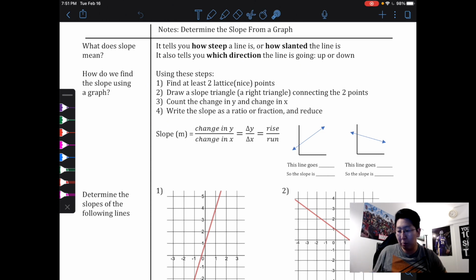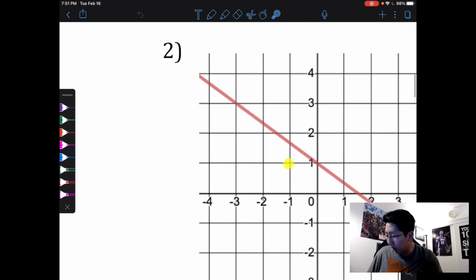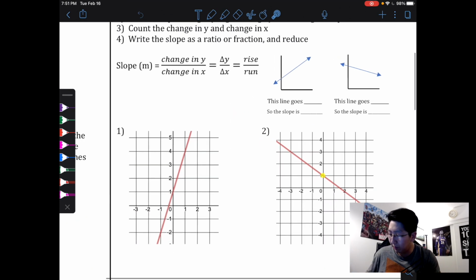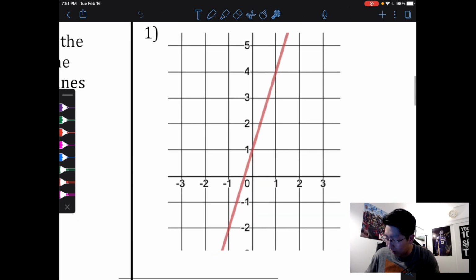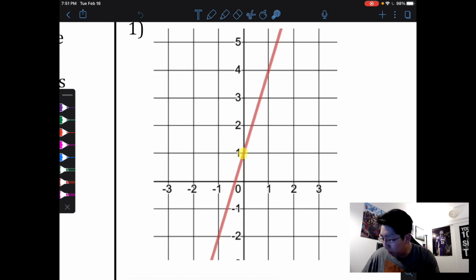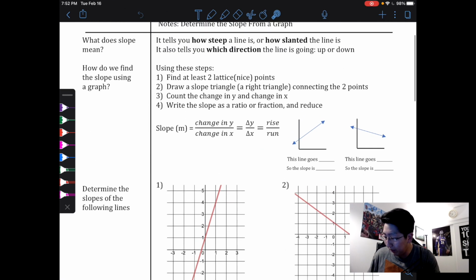Now, if you don't remember lattice points, we can look. These are lattice points right here. And we've had notes on this already. These are all lattice points. They're all where the cross is, right? But we need to find the lattice points of the graph. So we're going to look at number one. We're going to find a lattice point, and here's another lattice point. Here's another lattice point. Okay, so that's our job. We need to find at least two lattice points.